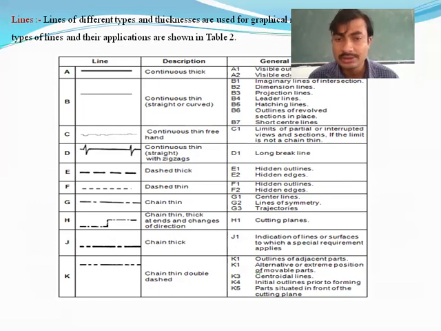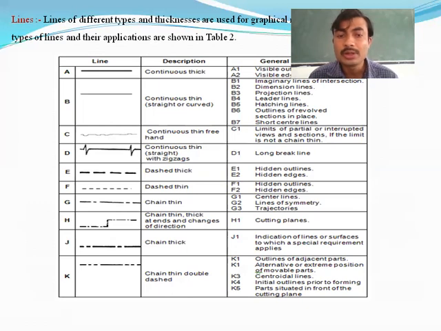The next one is dash thin. The application of that is also similar to the previous one. That is hidden outlines and the hidden edges. Chain thin. The chain thin is used whenever, especially in the solid objects, at the center of the object, as the object is symmetric, at the center we are going to see the axis line. That axis line is indicated or used with the help of what? A chain thin. That's why in the application we are going to see center line, lines of symmetry, trajectories.